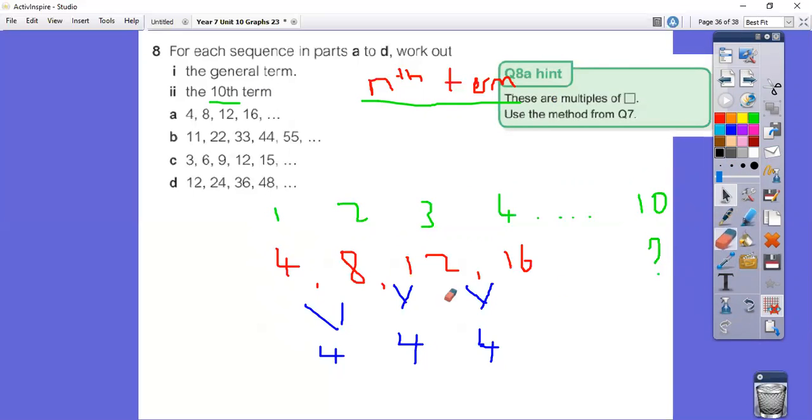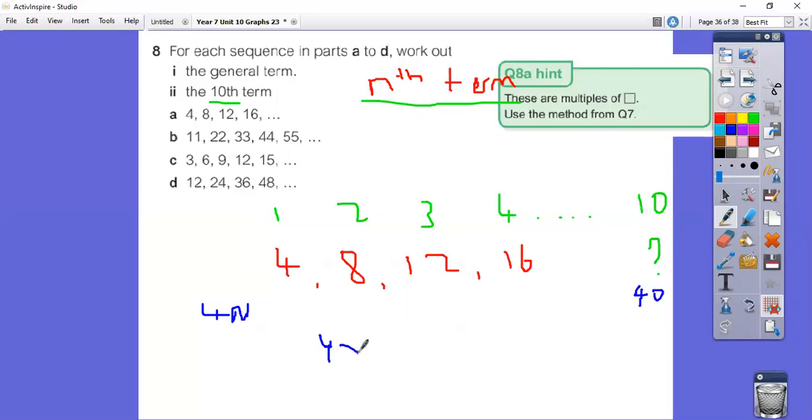So let's clear this. So we know it's 4n. So 4 times table, well, it's actually there, 4, 8, 12, 16. So then to work out the 10th term, all I've got to do is 4 times 10, to give me 40.